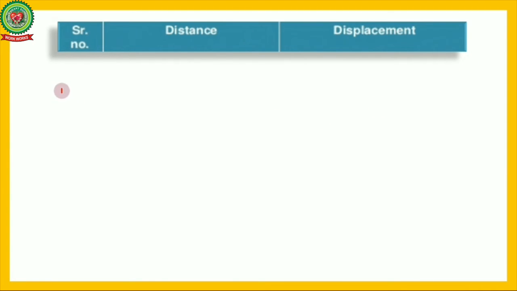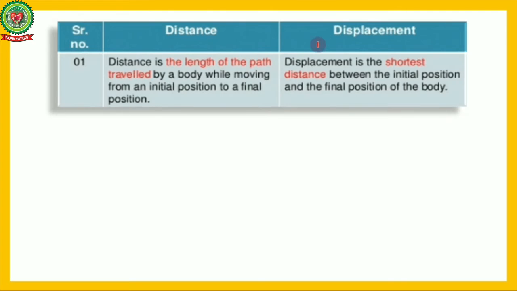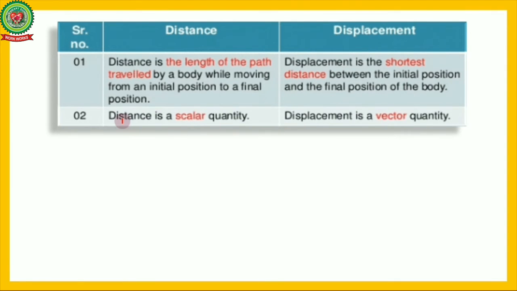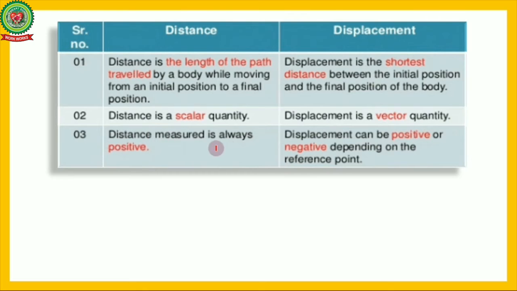So now let's see the difference between distance and displacement. The first difference is that distance is the length of the path traveled by a body while moving from initial position to final position, so it is the total length of the path, whereas displacement is the shortest distance between the initial position and the final position of the body. The second very important difference is that distance is a scalar quantity whereas displacement is a vector quantity. Distance measured is always positive, whereas displacement can be positive or negative depending upon the reference point.